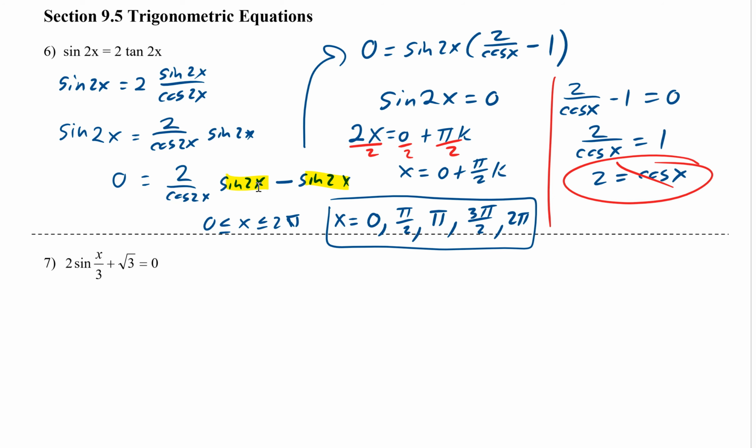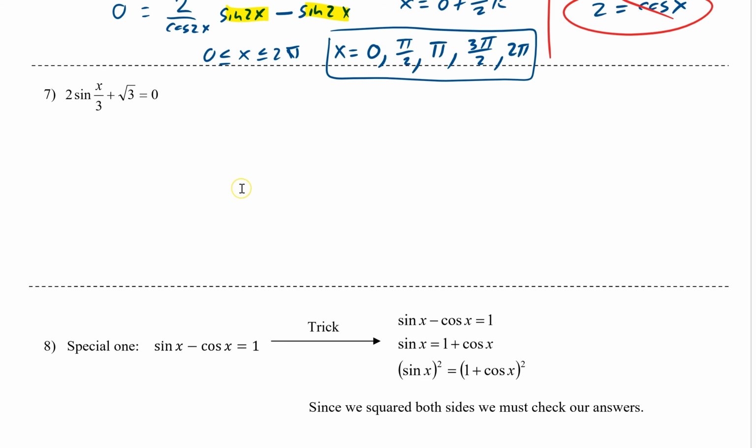All right, the next one is just dealing with a 3 divided by 3. It's not a half angle, it is a third angle. So we treat this the same way. We say that a is sine of x over 3, just to make it look nicer. And then we end up with 2a, because that's sine, plus radical 3 equals 0. And we can solve. So a quick solve, and we get negative radical 3 over 2.